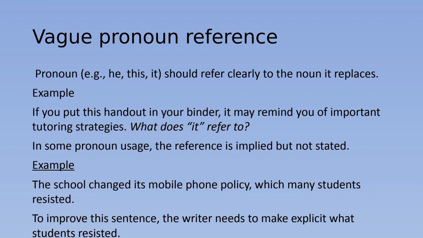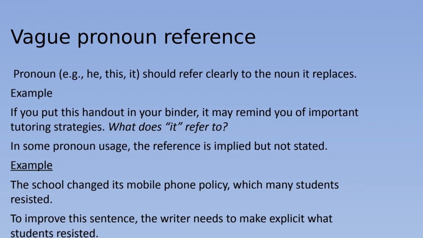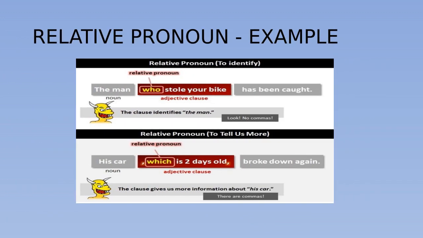So the school changed its mobile phone policy, which many students resisted. To improve the sentence, the writer needs to make explicit what the students resisted. So the students resisted the school mobile phone policy. So don't be afraid to really make absolutely clear what you're referring back to. And there's some examples there, and I'll make the screen a little bit bigger.